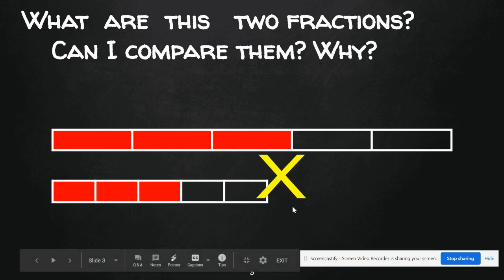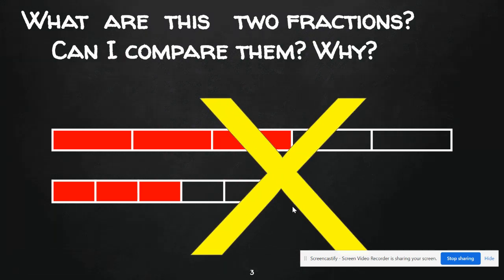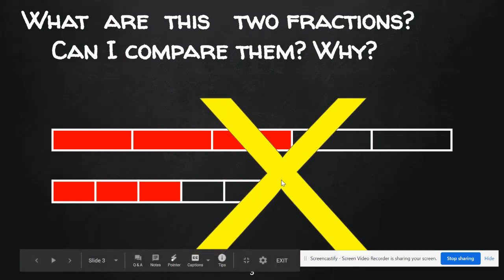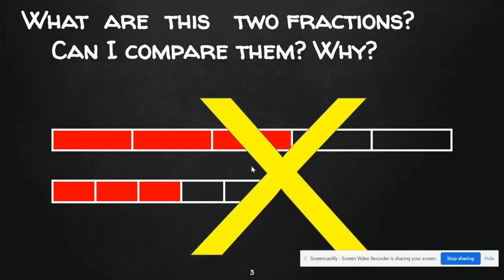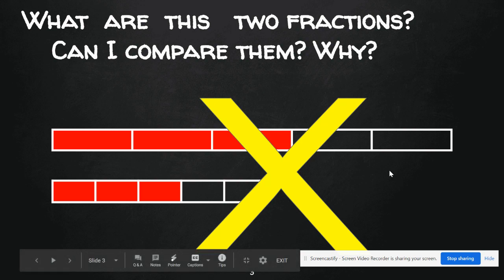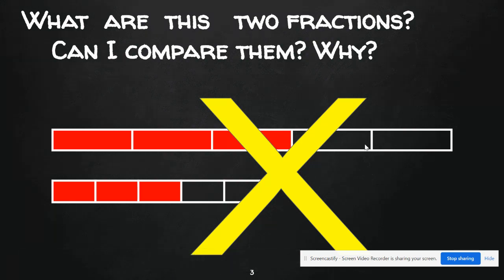That's right. We cannot compare these two fractions because of the size of these fractions. The one on the top is larger, even though they're both 3/5. They're not the same size. So the whole has to be represented with the same size. Good job, guys. You know this.